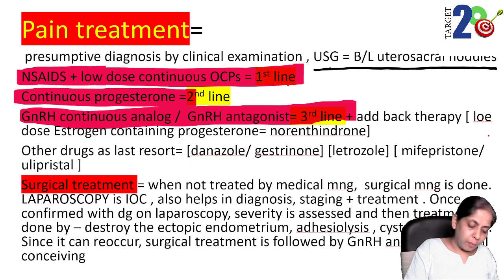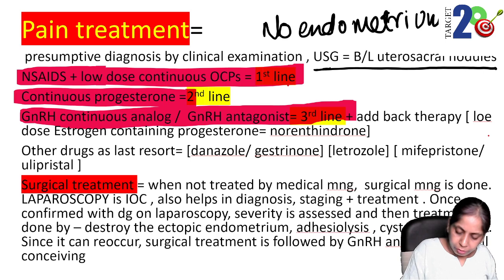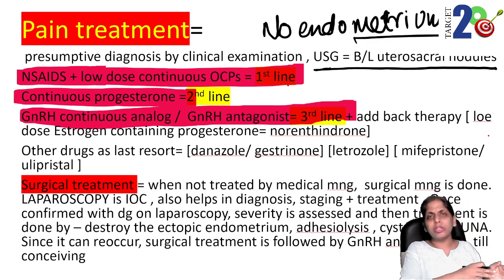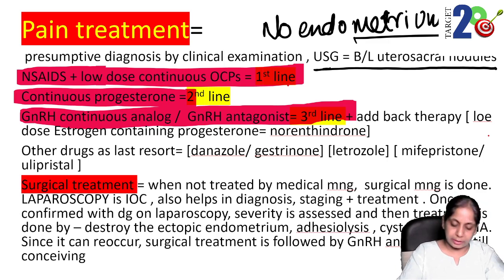So in total, whatever we want is no endometrium shedding. So in all the treatments, usually either the patient doesn't have periods, like when we are giving GnRH the patient will not have periods, or the periods will get decreased.